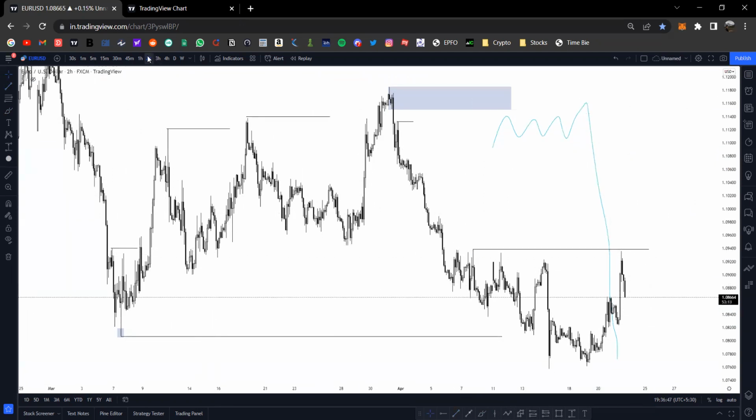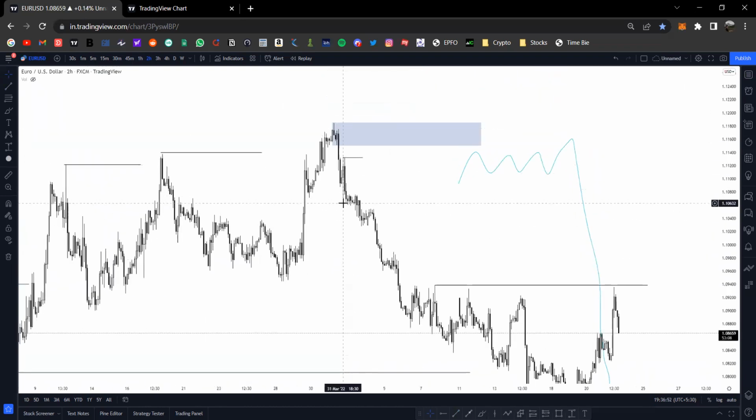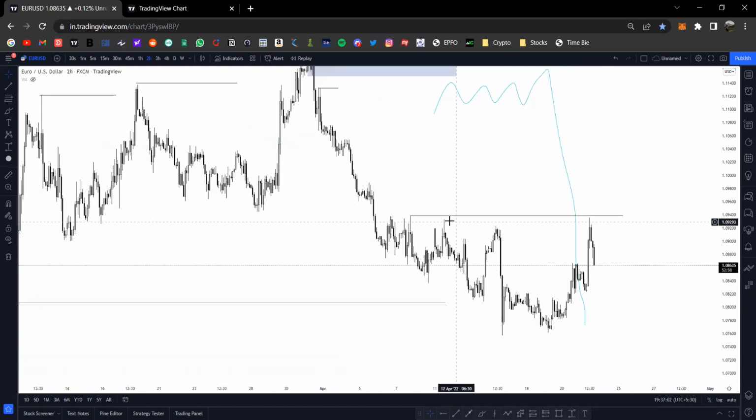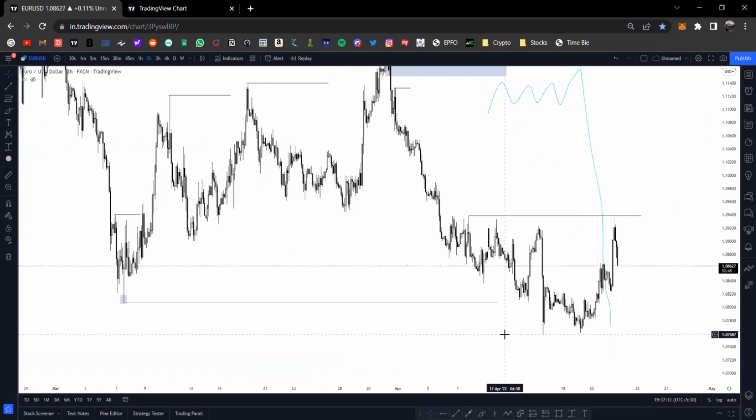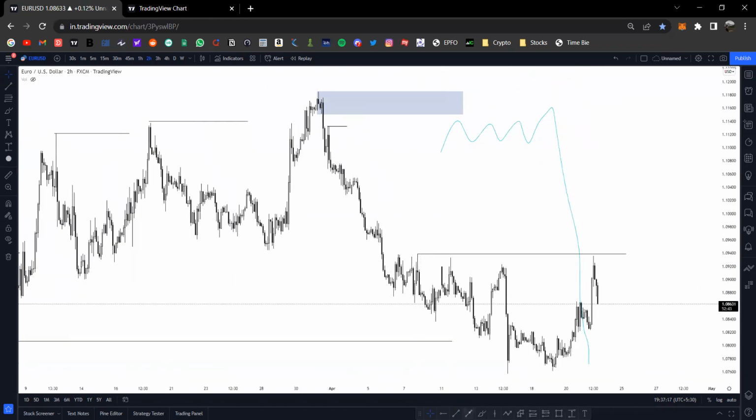If you understand, this is a higher high, lower low, lower high, lower low, and then again a lower high, lower low, lower high, lower low, lower high, lower low, and this is the last lower high. Price has never taken out this lower high. Price has taken out this lower high, but didn't take out this lower high. After making this lower high, price has given a break in market structure to the downside. So this is the last swing high, and this is the last swing low.